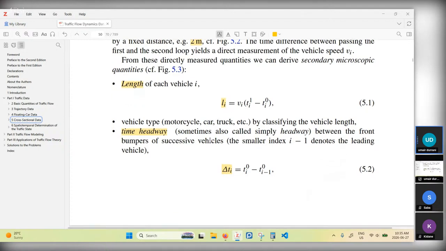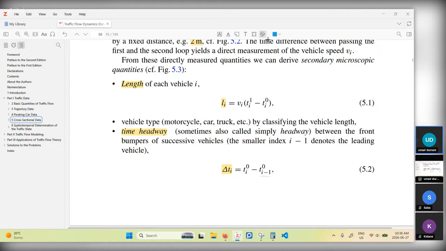We also can determine vehicle type by classifying the length Li. We can also get directly the time headway, and time headway is the time difference between a vehicle entering the loop and then the following vehicle entering the same loop. And that is the reason why we are using TI0 in both cases. So 0 indicates when the front of the vehicle has entered.